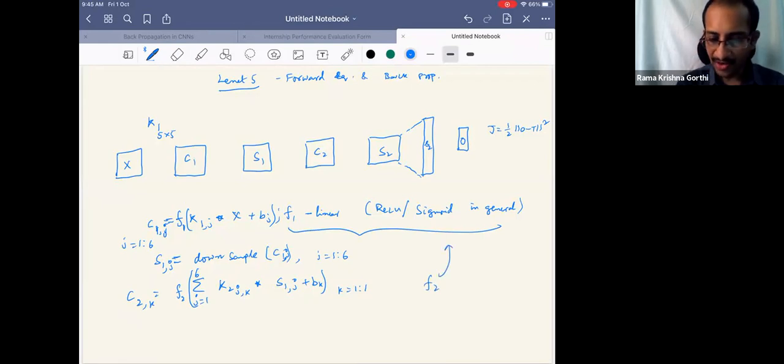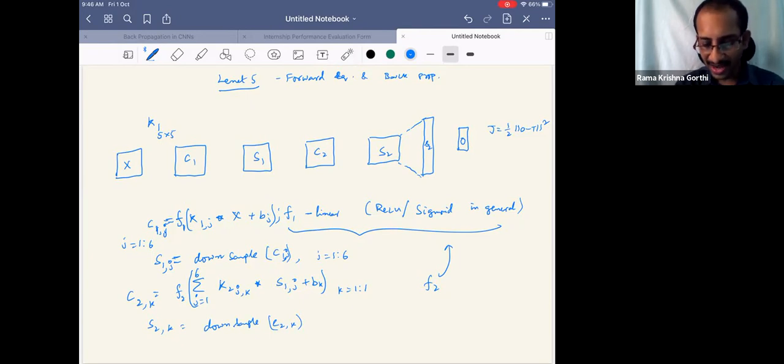Now what is after this? You have S2, which is again downsample of C2. So it's map to map. Please note that each map will get downsampled to the corresponding map only. There is no interaction between the maps here. Unlike in the convolution operation, where you add 6 maps with different weighted sums to get another map, here in subsampling it is just direct, 1 to 1.